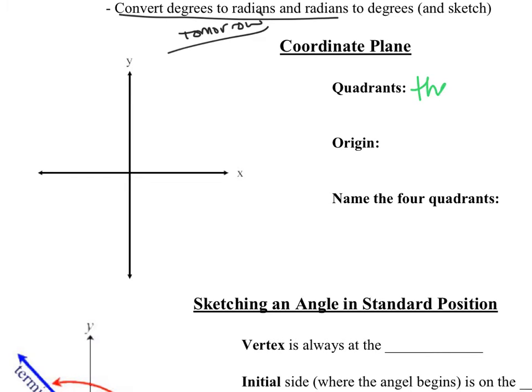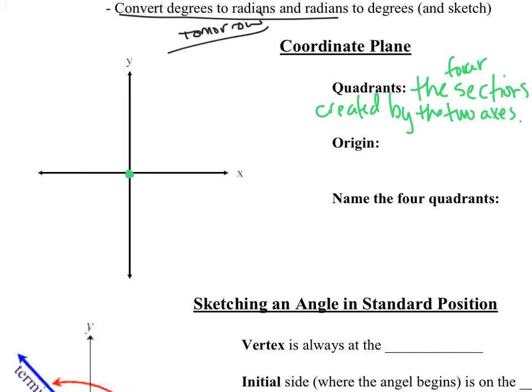So, the sections created by the two axes. Okay? That's the sections, and we can even go so far as saying the four sections created by the two axes. Hopefully you remember the origin, that's where the axes intersect. And the four quadrants. So the four quadrants are created.